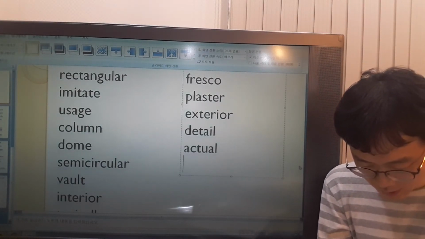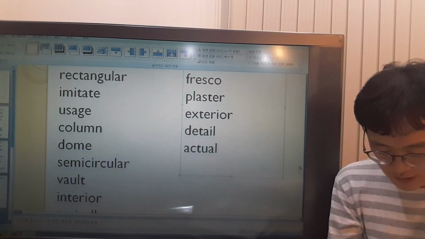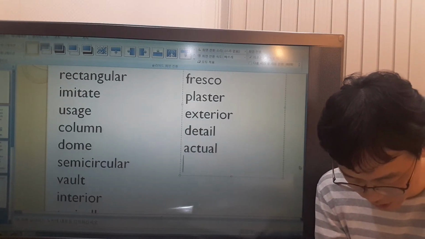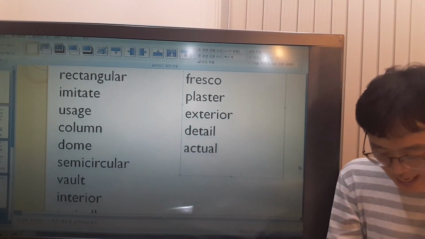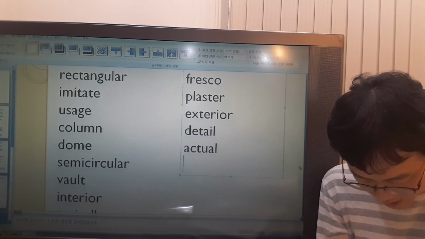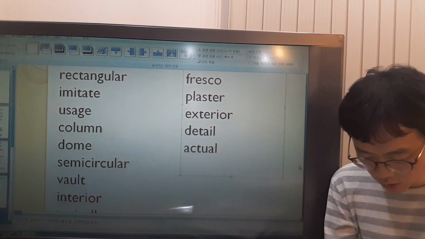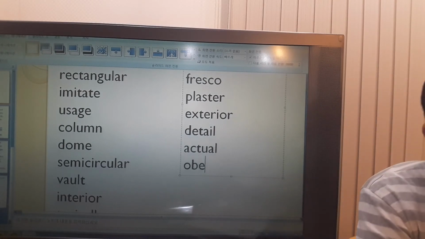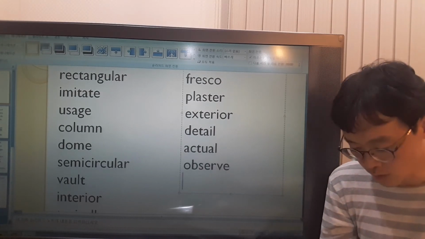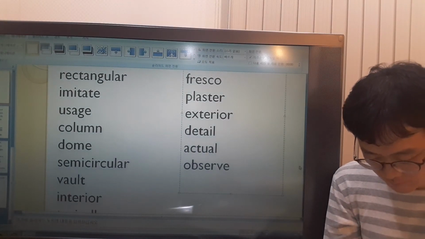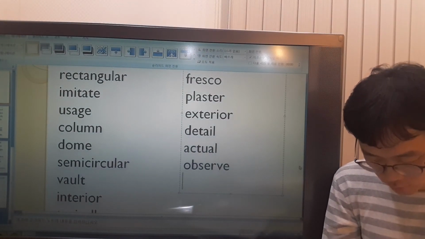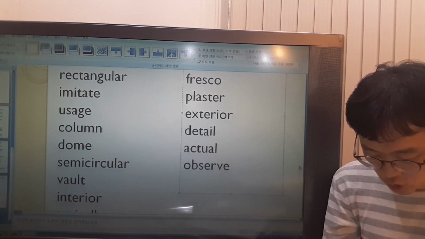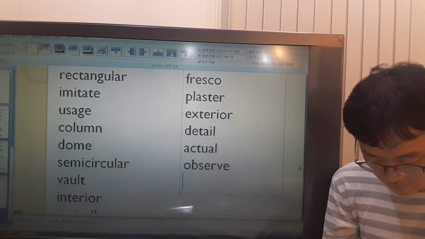Okay, let's take a look at some slides. Perhaps the best place to observe the Gothic and Renaissance styles together is in Florence, Italy, at the Basilica di Santa Maria del Fiore, commonly called the Florence Cathedral. What does that mean, observe? Observe means to watch something carefully, often to learn about it.